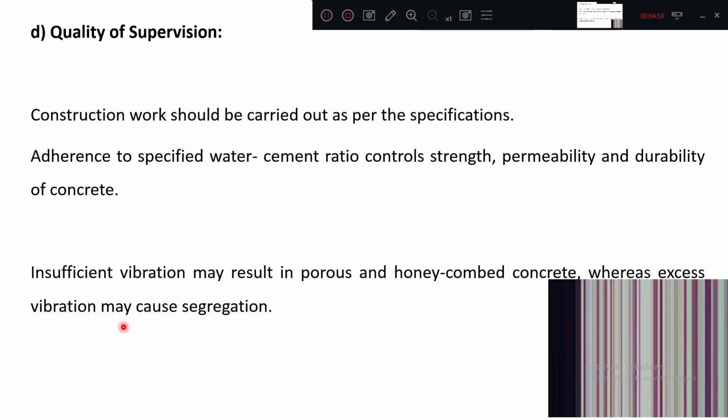Insufficient vibration is very important. If vibration is not done properly, a porous structure or honeycombed structure will come. Porous and honeycombing are poor forms of concrete structure. Less vibration will lead to porosity, while excess vibration will lead to segregation. Segregation means separation of material, with cement paste on one side and aggregates on another side.